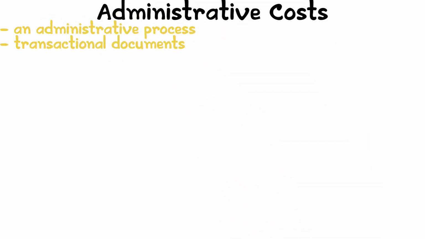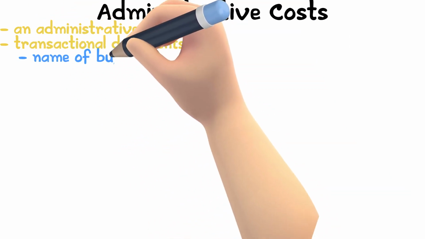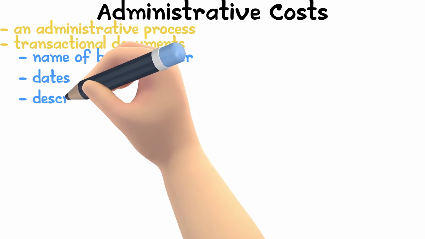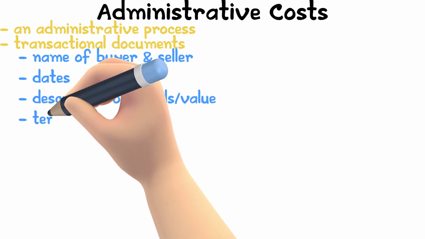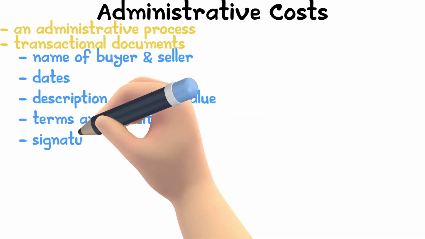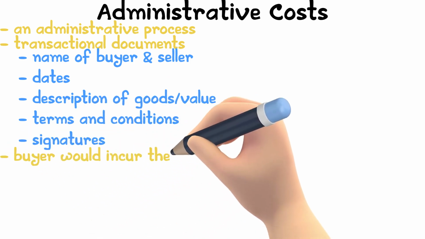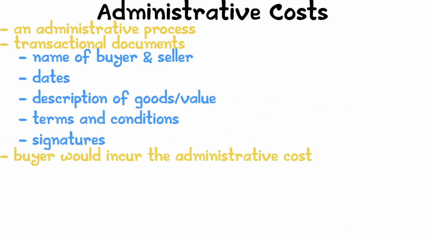Administrative costs. When a business tries to buy goods, there is always an administrative process. This includes transactional documents with information like name of buyer and seller, dates, description of goods or value, terms and conditions, and signatures. The buyer will have to incur the administrative cost of things like document costs, computer systems, and administrative staff.